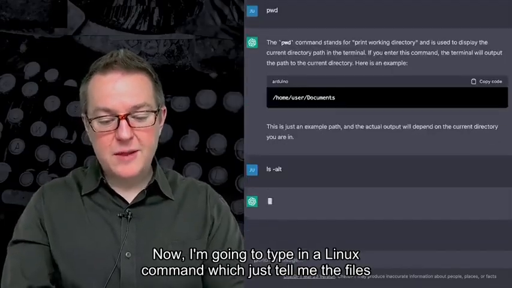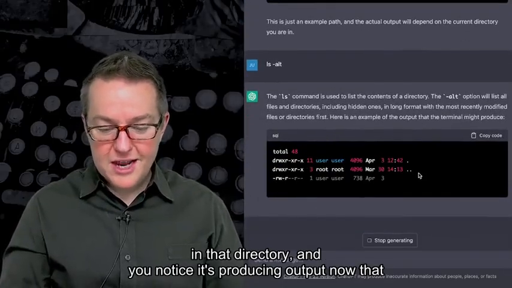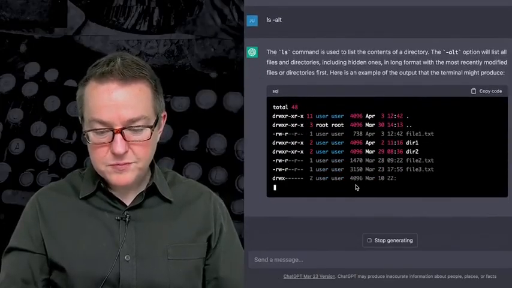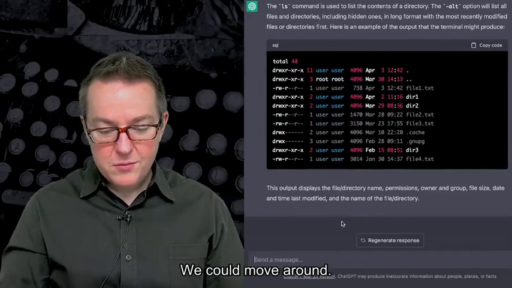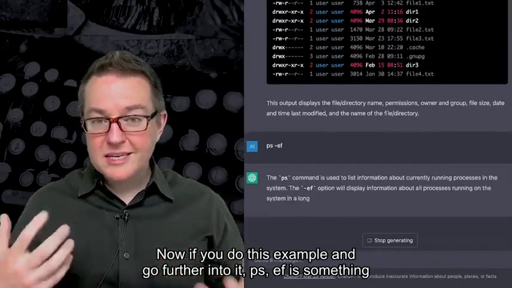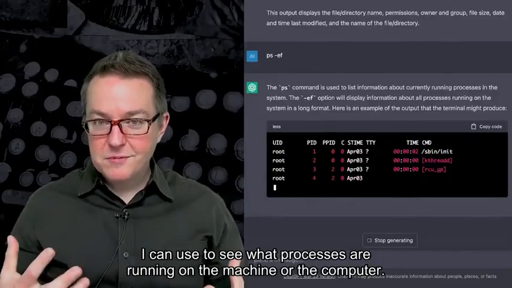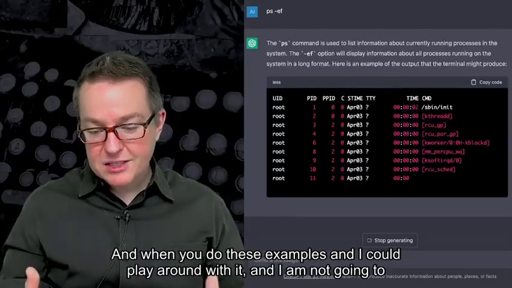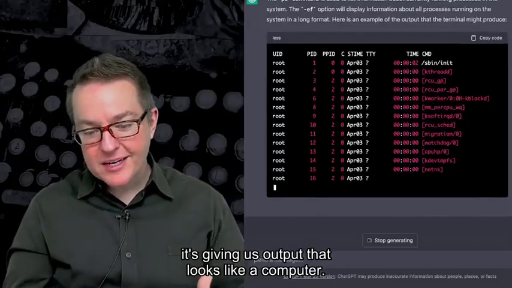Now I'm going to type in a Linux command, which just tells me the files in that directory. And you notice it's producing output now that looks like the files within this directory. And we see a lot of interesting things going on here. We could move around. Now, if you do this example and go further into it, ps -ef is something I can use to see what processes are running on the machine or the computer. I am not going to explore it in detail in this, but we see that it's acting like a computer. It's giving us output that looks like a computer.